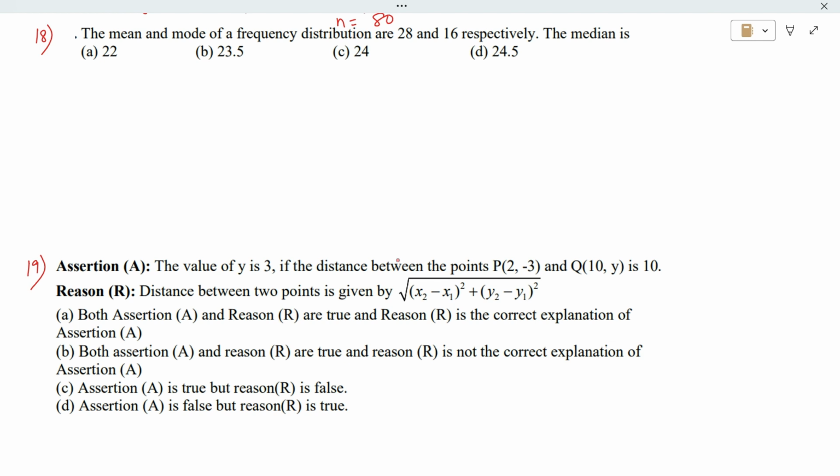Question number 18. The mean and mode of a frequency distribution are 28 and 16 respectively. So what is mean?